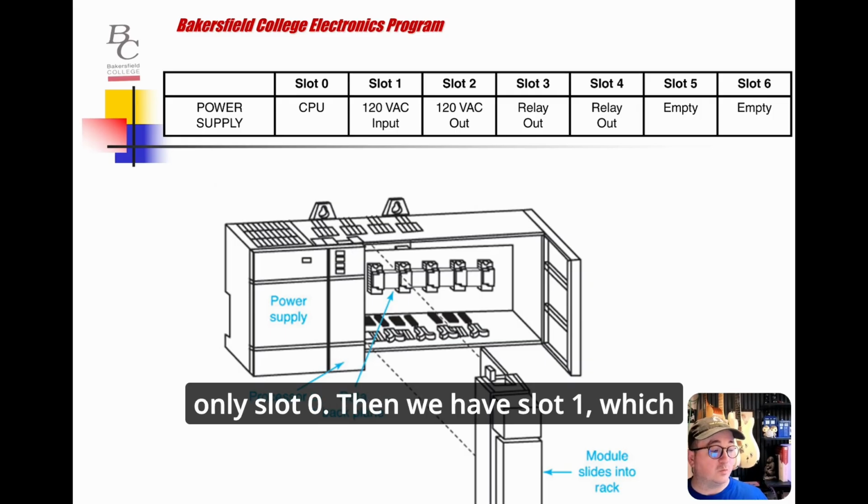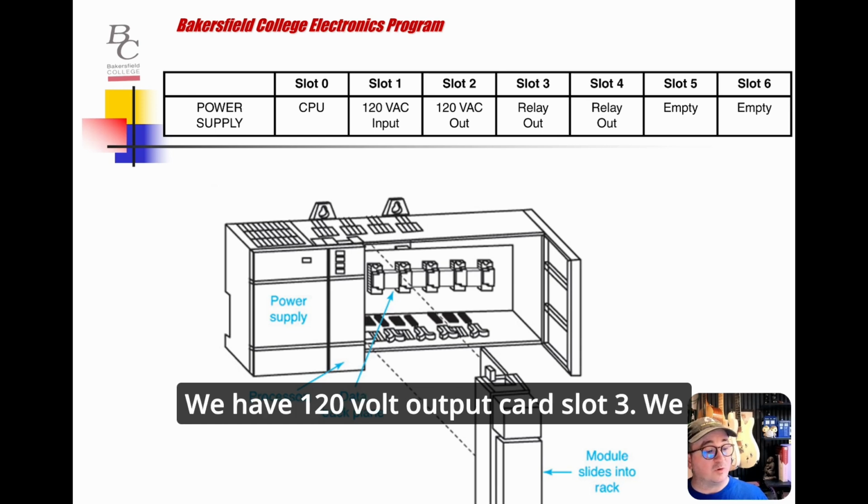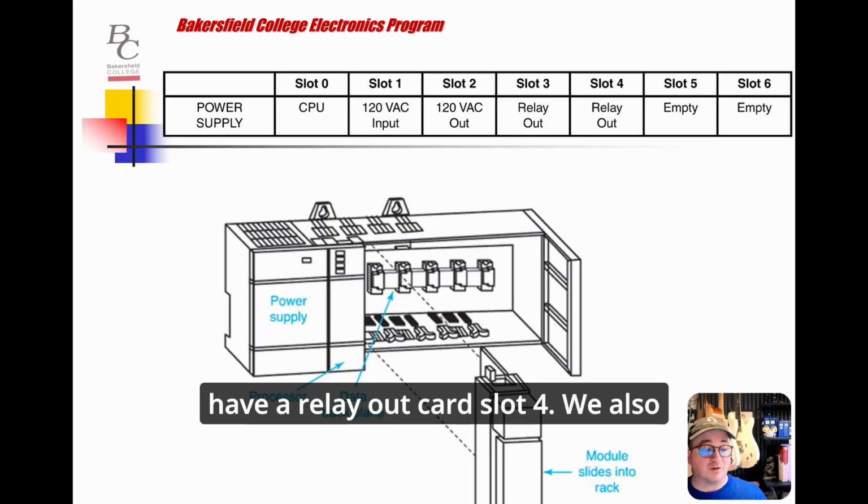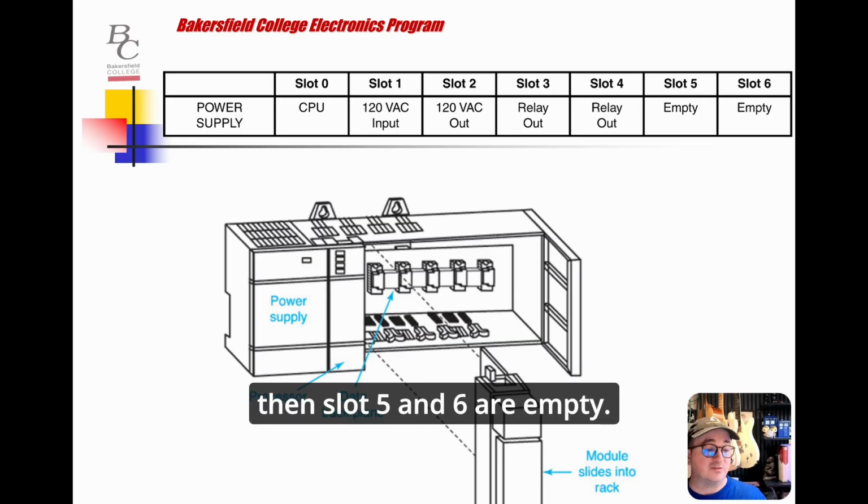Then we have slot 1, which is showing a 120-volt input card. Slot 2, we have a 120-volt output card. Slot 3, we have a relay out card. Slot 4, we also have a relay out card. And then slot 5 and 6 are empty.